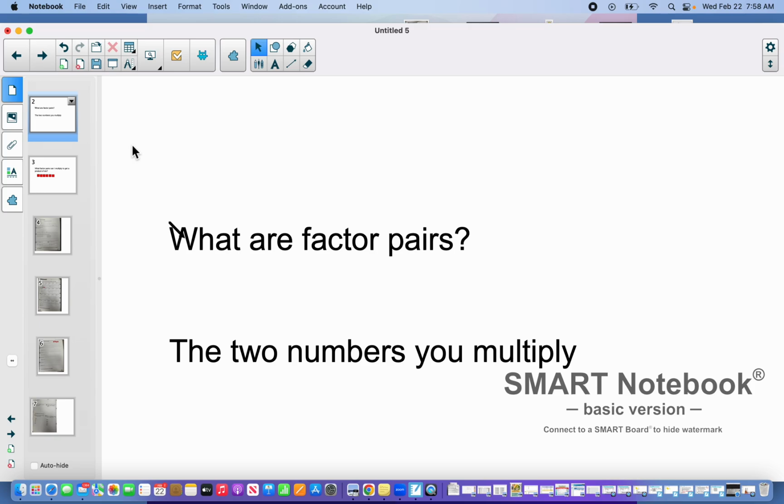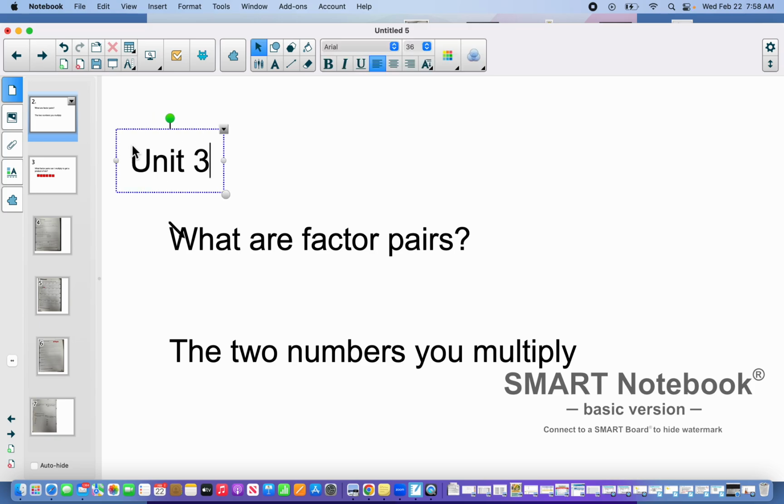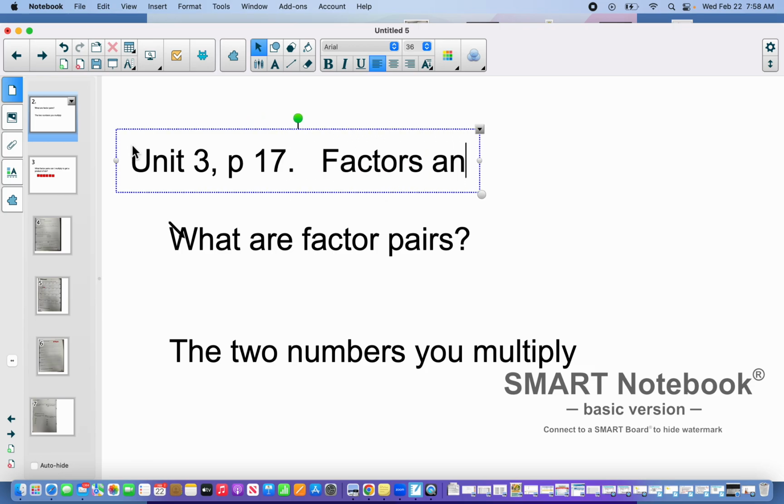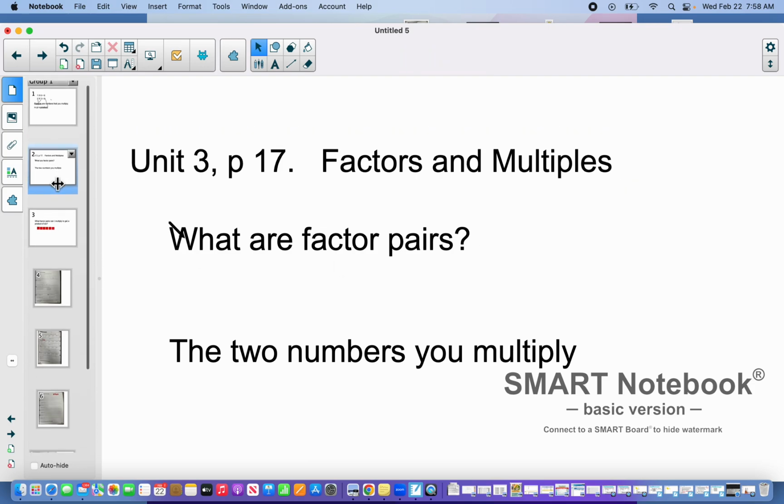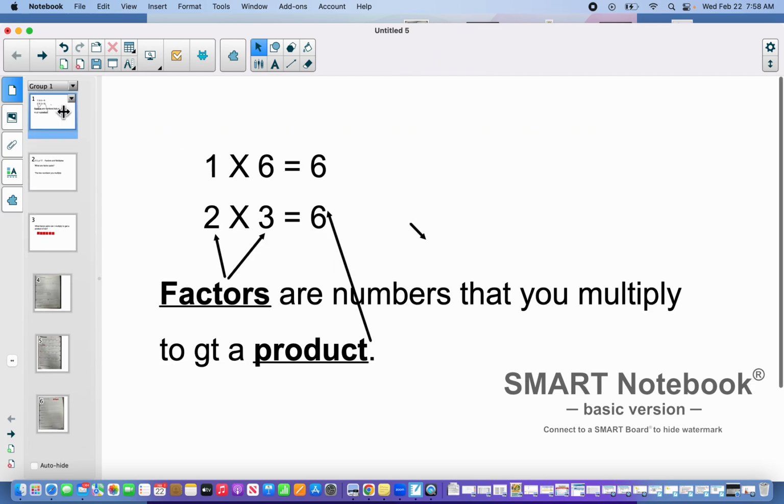Doing Unit 3, starts on page 17 in your packet, and the topic is factors and multiples. You need to know those words. What are factor pairs? Those are the two numbers that we multiply. Let's take a closer look.